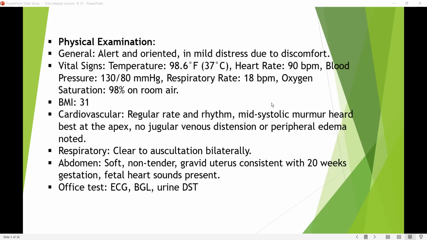So you can ask head to toe physical examination findings from your examiner, but your time is limited. So based on the history of presenting complaint, you need to improvise or cut down your physical examination. Okay, you don't need to ask each and everything. For example, in this case, neurological examination is not relevant, so you can skip that one. Okay. So ask details about cardiovascular examination.